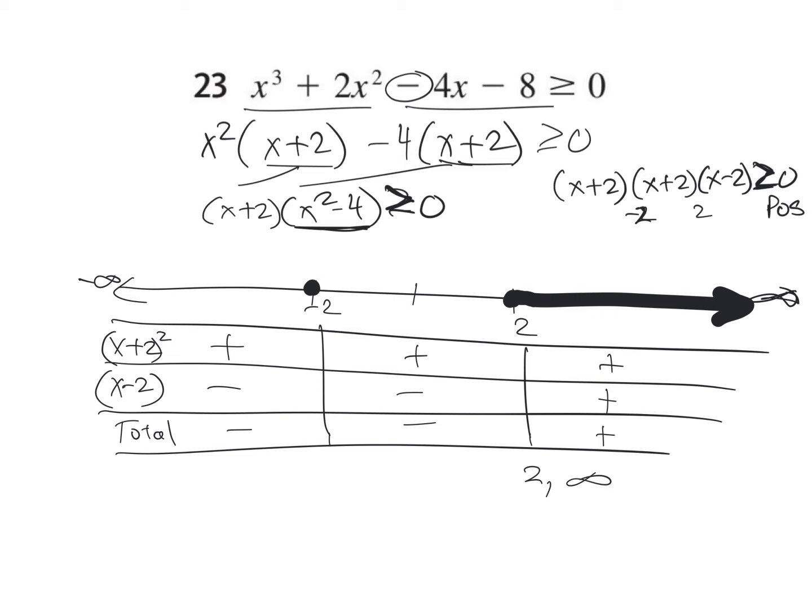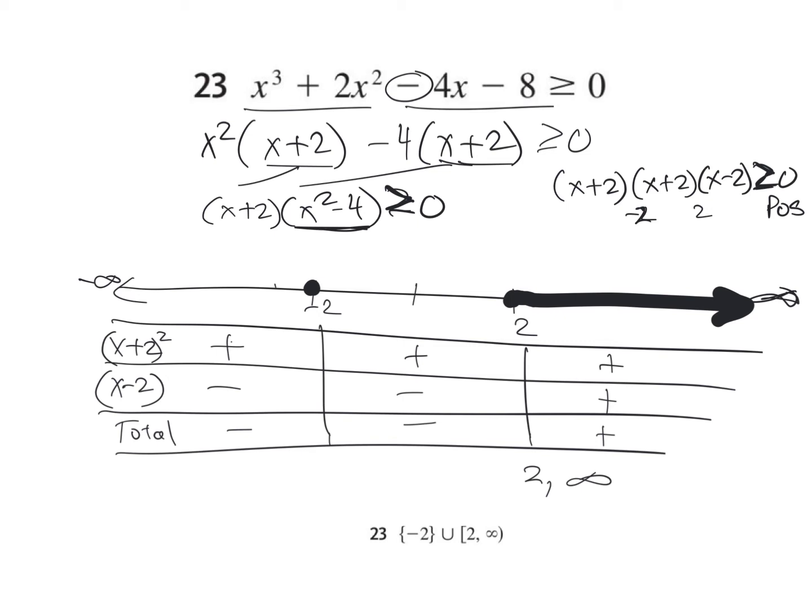And if you're not sure, anytime you get this, you should double check what you did. So let's double check here. Let's go ahead and put in -3 to make sure we didn't make a mistake. -3 plus 2 is -1. -1 squared is positive. -3 minus 2 is negative. Positive times a negative is still a negative. All right, so how do we say this? Just like that. Except I don't need you to say it like this.